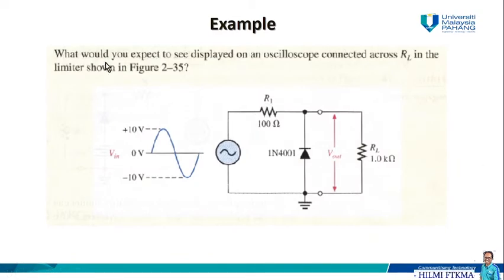So the question is, what would you expect to see displayed on an oscilloscope connected across RL? We put the oscilloscope here in parallel with the load resistor and the diode 1N4001, in the limiter in figure 2-35 here. So we have the input voltage as sinusoidal AC, with a peak of 10 volt and minus 10 volt. We have R1 100 ohm and RL 1 kilo ohm.